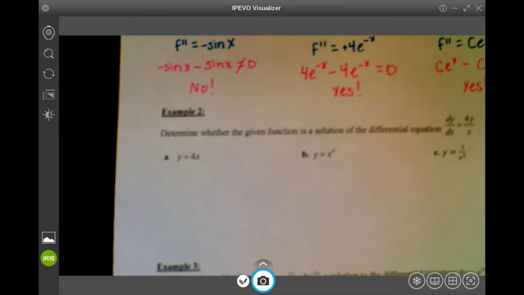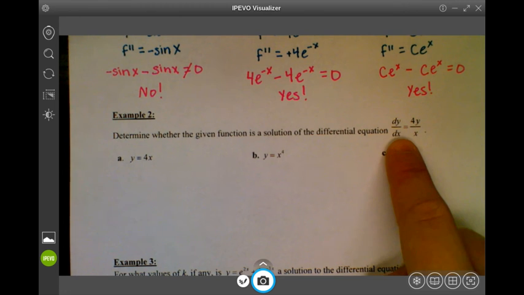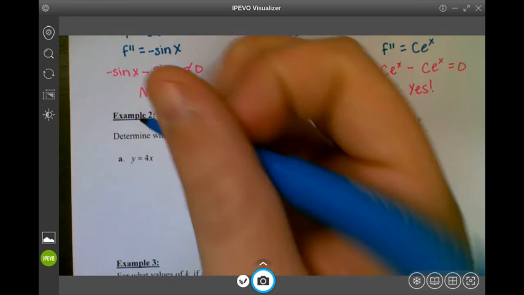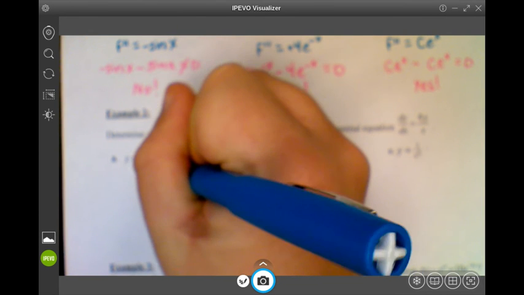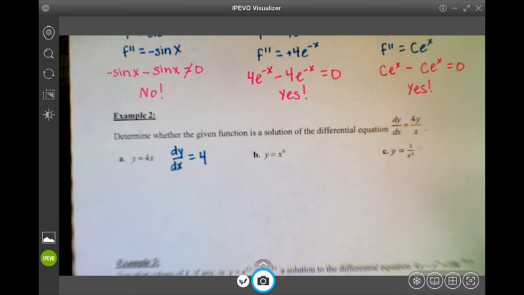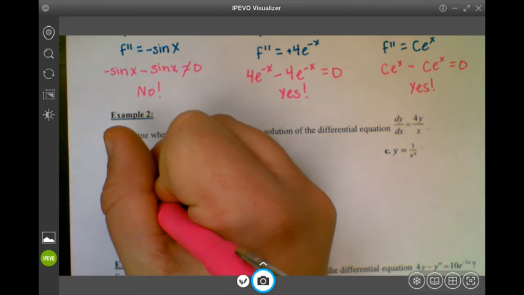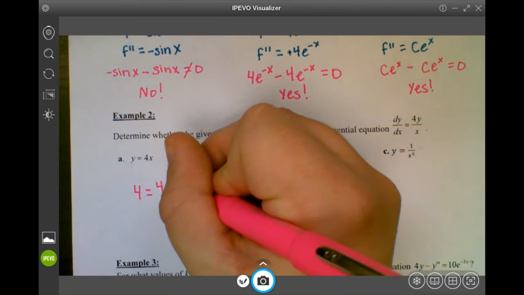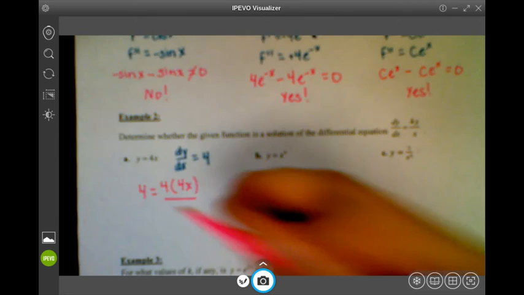All right, so determine whether each function is a solution to this differential equation. The derivative is equal to 4y over x. So we have y, and we have to find its derivative. We're looking for dy dx. Well, the derivative of 4x is just 4. Now you're going to plug each piece into the equation and determine if this is true. So dy dx is 4. Does that equal 4y over x? Instead of putting in a y, I'm going to put in 4x, because y is equal to 4x.